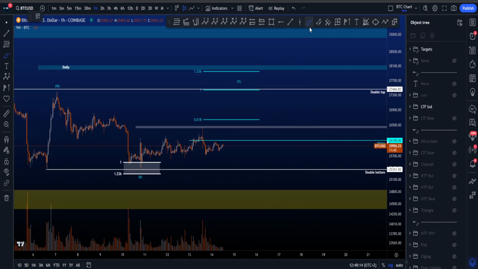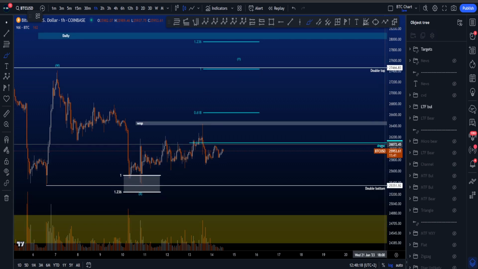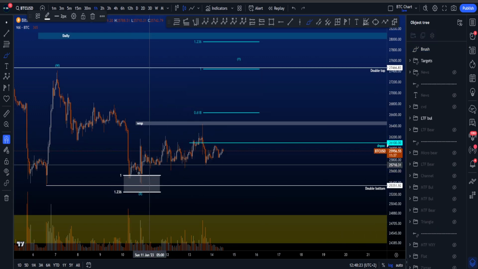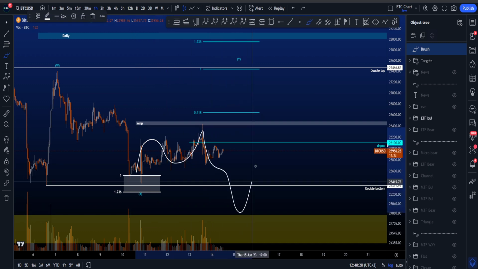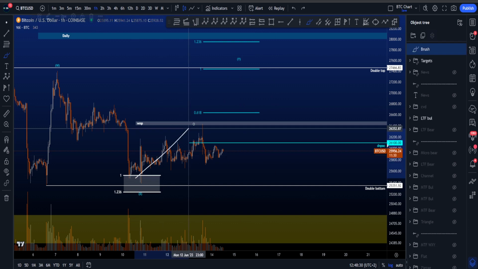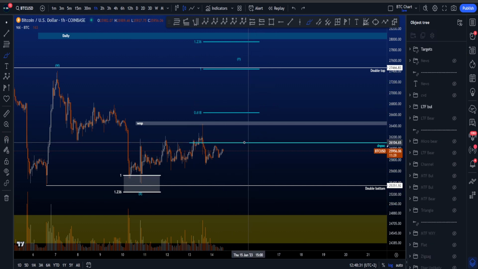Now a wave Y can have many different forms. It can be a triangle, zigzag, or a flat, and a flat, I think, is quite interesting, where you then have a 3-wave structure to the upside that we have over here, followed then by a 3-wave structure to the downside, and then an impulse to the upside. So there you have an A, B, C expanding flat to the upside.